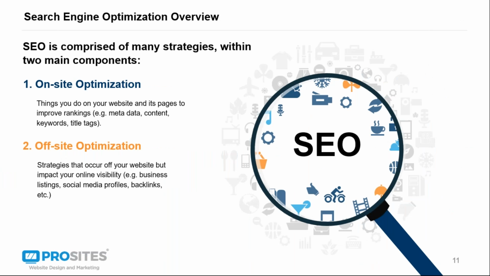All right, so SEO in itself is composed of many strategies, but it has two main components. It's what you do on your site to optimize and what you do off your site to optimize. Because actually, your site in itself is not enough for it to rank well. There are many factors outside of it that will influence how well it's ranking.